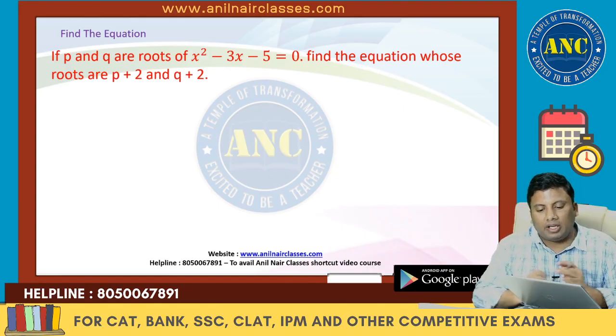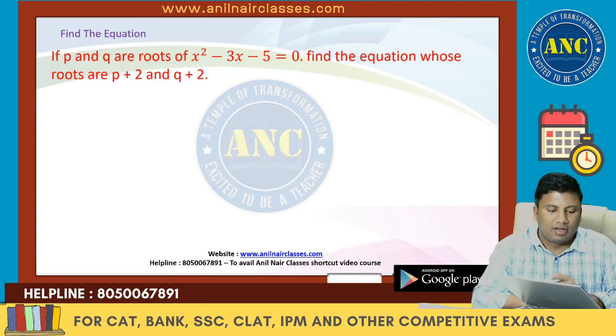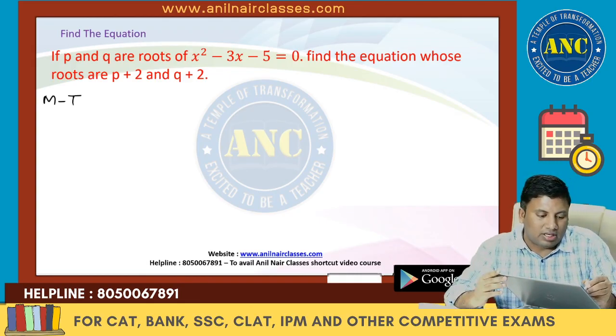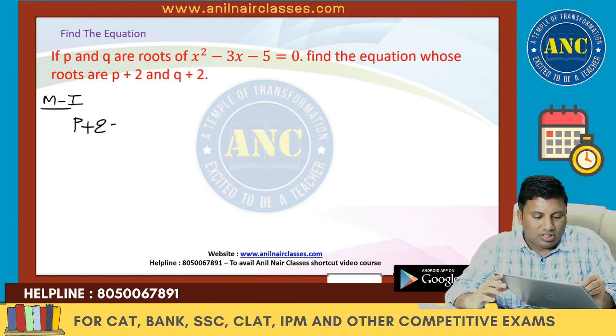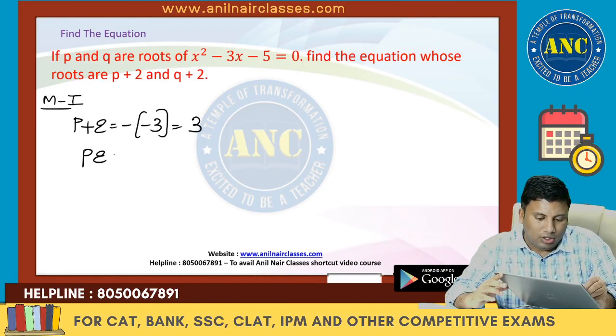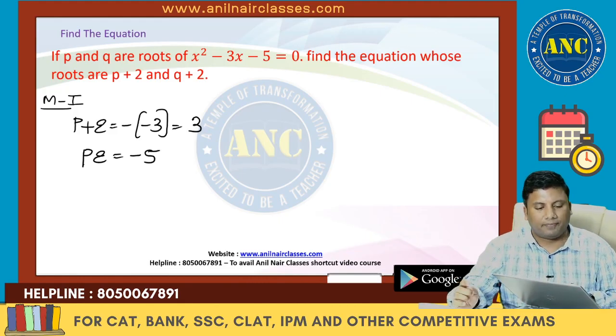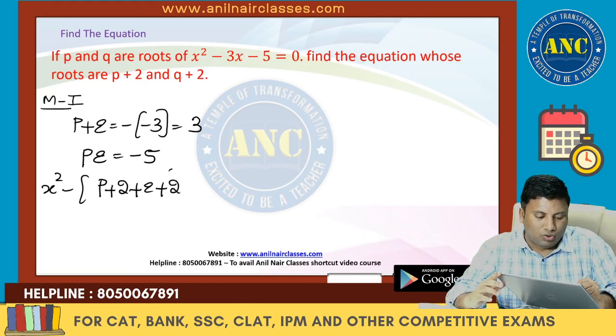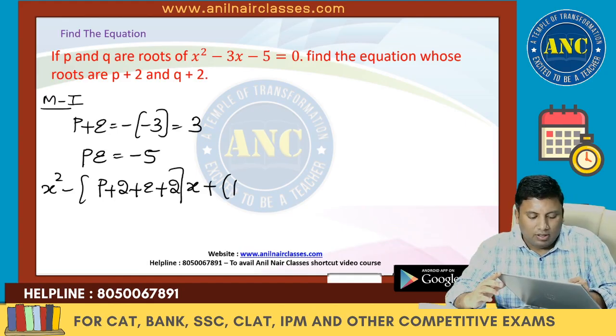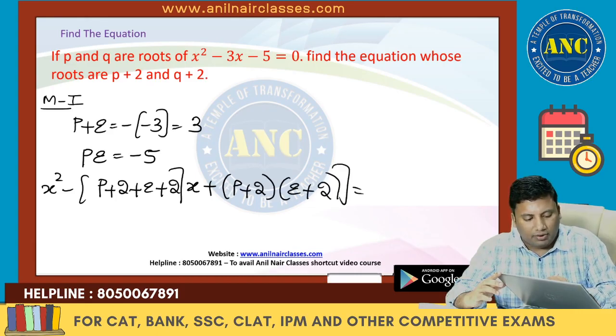Find the equation whose roots are p plus 2 and q plus 2, if p and q are the roots of the given equation. You can solve this question in two methods. Method number one. P plus q, sum of the roots, is minus of minus 3, which is 3. PQ is minus 5. We want the equation x square minus of p plus 2 plus q plus 2 into x plus p plus 2 into q plus 2 equivalent to 0.